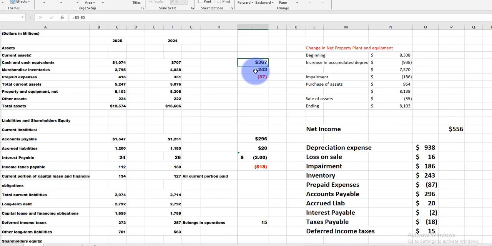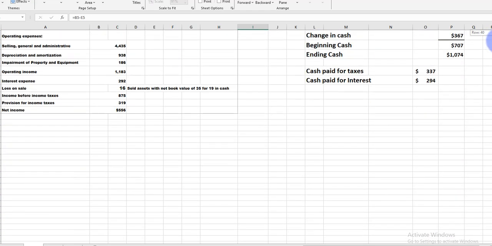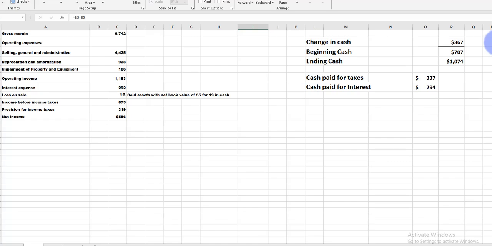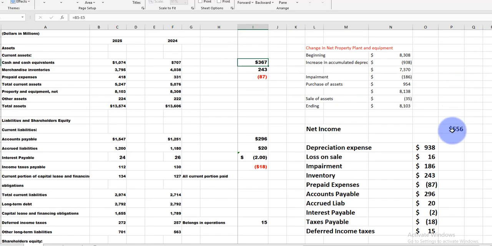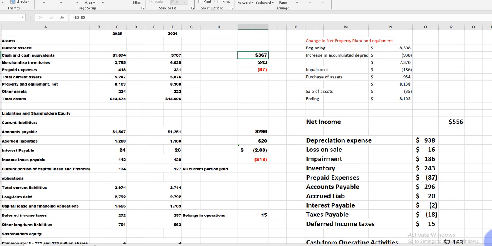All right, so that's where we're headed. So starting with operations, we're going to use again the indirect method. So we need net income from the income statement. There it is. And here it is as the starting point of our cash flow statement or operating section.